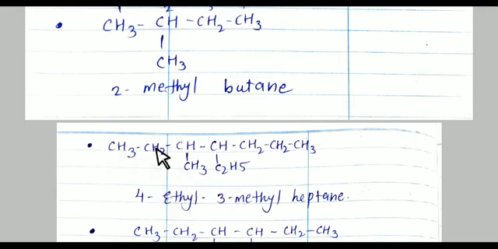So 1, 2, 3, 4, 5, 6, 7. There are 7 carbons in the parent chain, so it is heptane. 1, 2, 3: the third carbon contains a methyl group, so it is 3-methyl. 1, 2, 3, 4: the fourth carbon contains an ethyl group, so it is 4-ethyl. 4-ethyl-3-methylheptane.